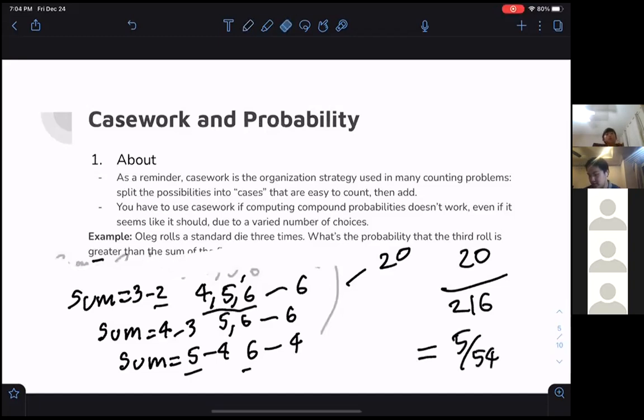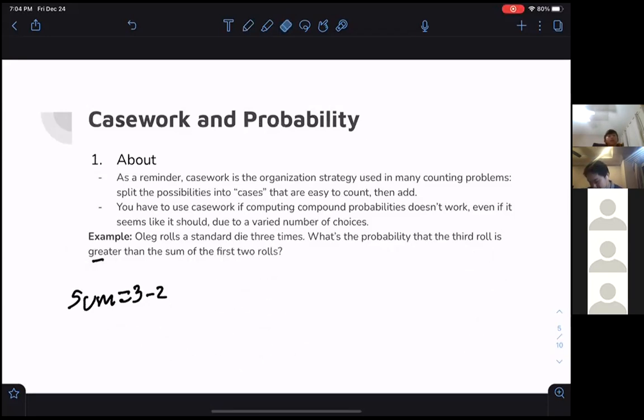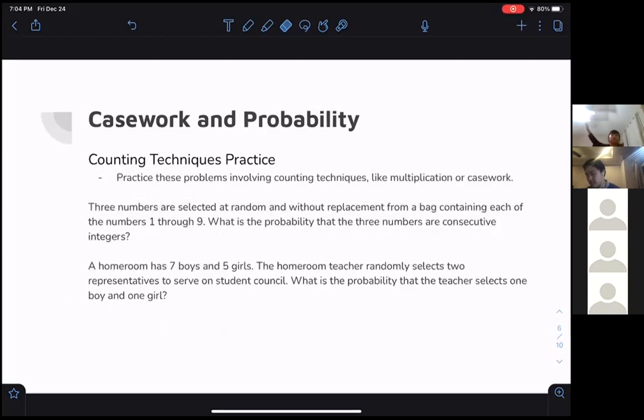All right, yeah, good work. So yeah, that's how to do this problem. Note that you can do casework on multiple things. In this case, both casework on the third die roll and on the sum is not too bad, but just be wary of your choice for casework. There are some choices that are a lot easier and more tractable than others for certain problems. So don't hesitate to change your thinking a little bit if one way seems too computationally bashy or not worth the time. All right, and now with that said, let's do more practice. So we'll practice these problems involving counting techniques like multiplication or casework.